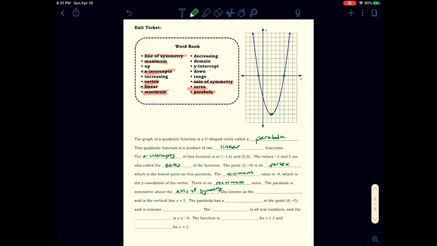because they mean the same thing, right? And there's a vertical line, x equals 2. That would be this line right here. That's my axis of symmetry. The parabola has a blank at the point 0, -5. 0, -5 is right here. If you notice, that's a point on the y-axis. That's going to be my y-intercept.